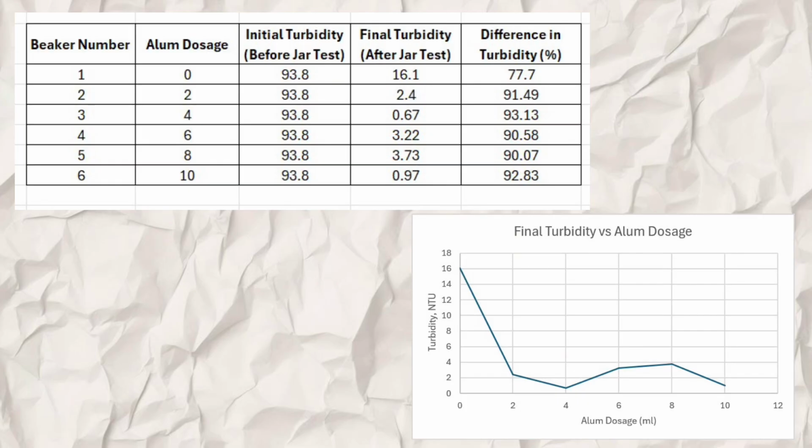The conclusion is 4 ml is our optimal alum dosage, which gives us the clearest water using the least amount of chemical. Based on results and analysis, without alum, turbidity only dropped to 16.1 NTU because colloidal particles naturally repel each other. Adding 4 ml of alum achieved our best result, bringing turbidity down to a minimum of 0.67 NTU through charge neutralization. Increasing the dosage to 6 and 8 ml caused turbidity to rise again due to overdosing and particle restabilization. Therefore, 4 ml is our optimal dosage. It provides the highest water clarity while saving chemical costs and reducing sludge output.